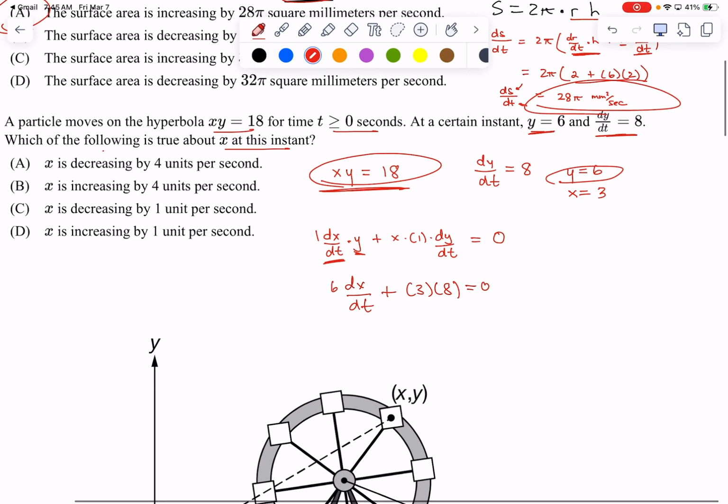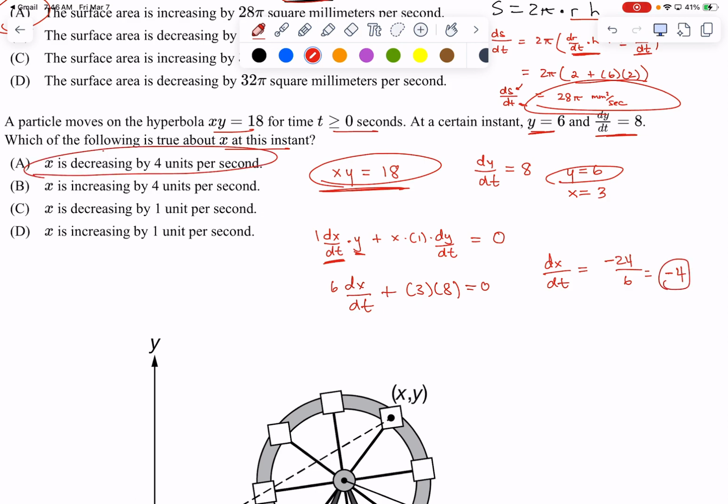So then I'll get dx/dt. This one's an easy one. dx/dt is going to equal negative 24 over 6, which gives me negative 4. So I know x is decreasing by 4 units per second. So the answer is also A here. That one's pretty straightforward.